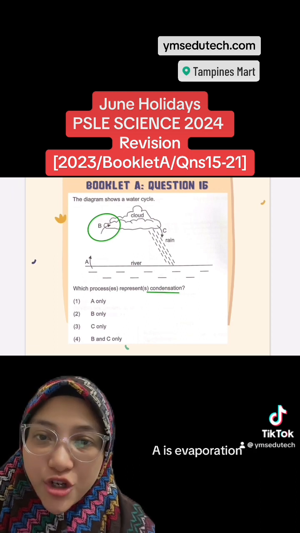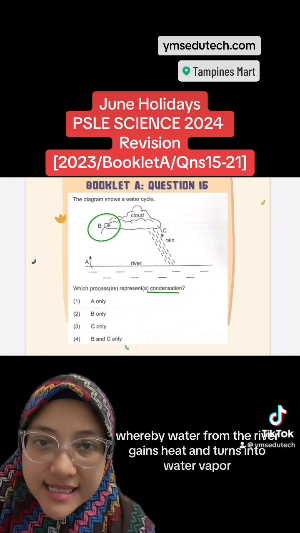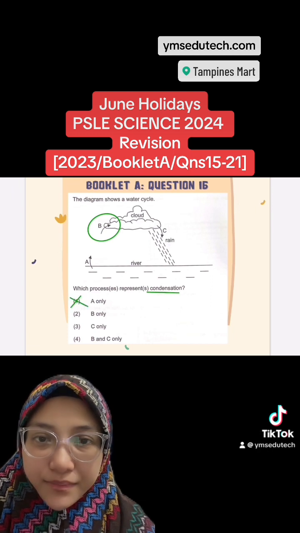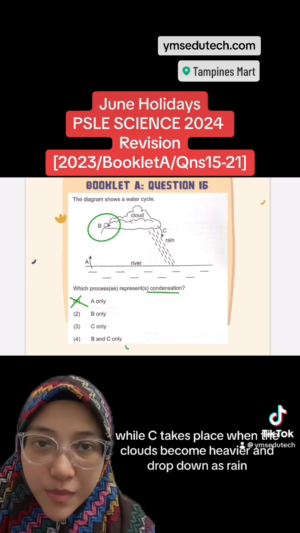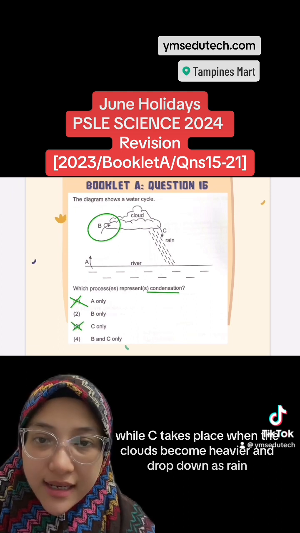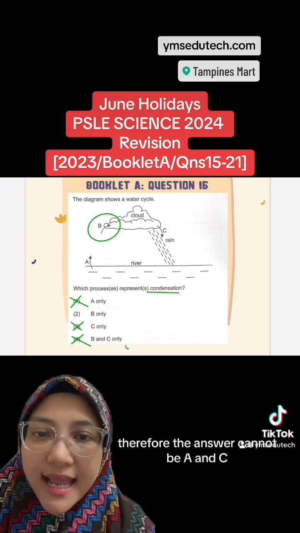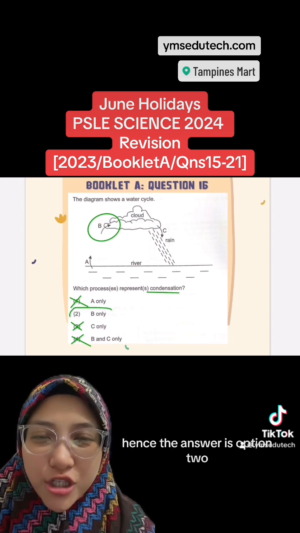A is evaporation, whereby water from the river gains heat and turns into water vapor, while C takes place when the clouds become heavier and drop down as rain. Therefore, the answer cannot be A and C, hence the answer is option 2.